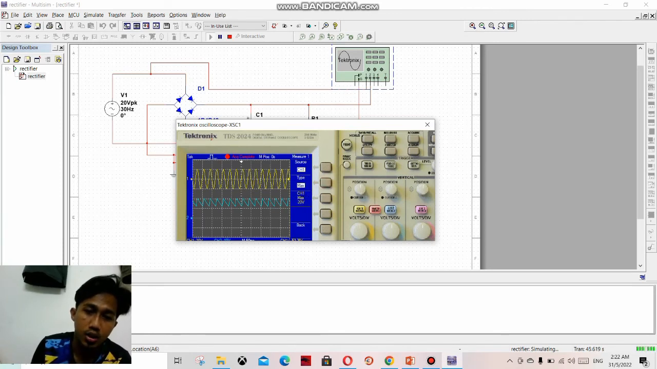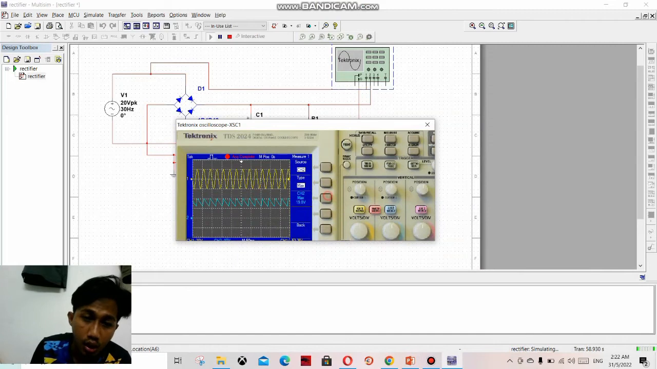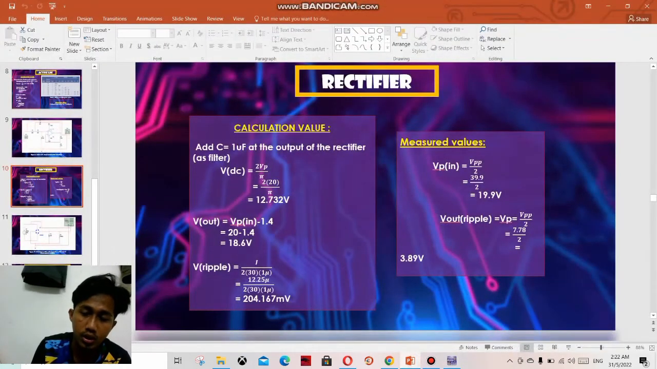Yes. So the blue waveform is V ripple, V out ripple. For V out ripple, the peak to peak is 7.96 volt. So that is divided by 2 to get 3.89 volt.